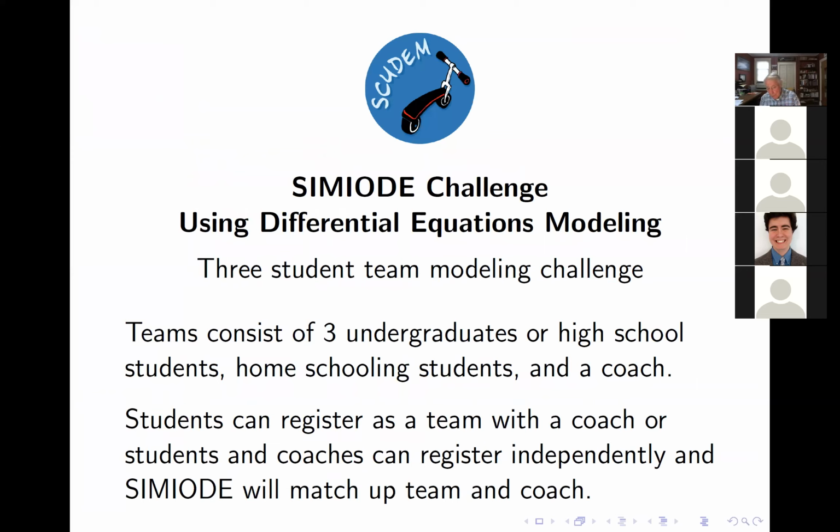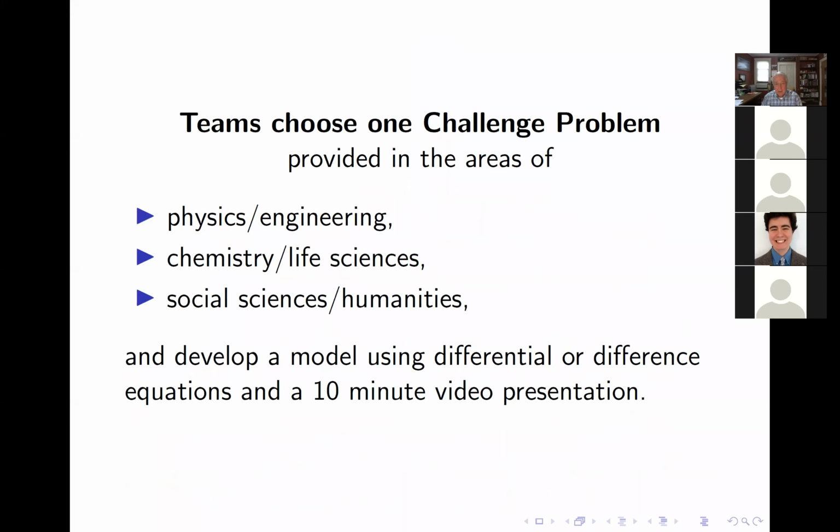Again, it consists of 3 students at the undergraduate, homeschool, or high school level. A mix is okay, or all of one kind. 3 of these students, they can register as a team with a coach or without a coach. They can register individually, and we will assemble a team and try to assign them a coach and adjust that if there's an uncomfortable level due to geography or some other issues.